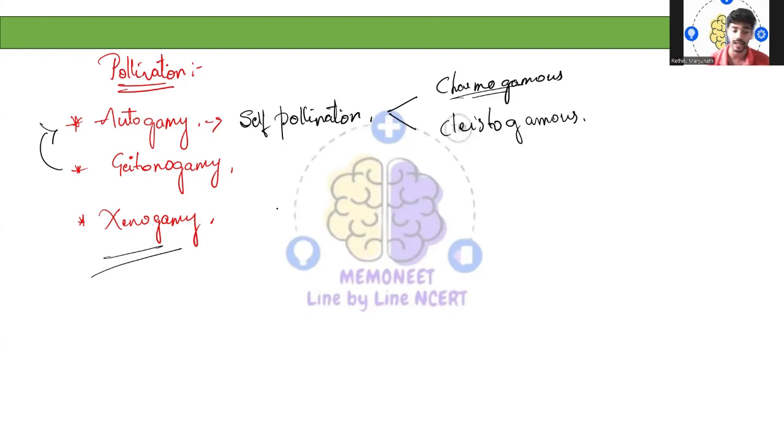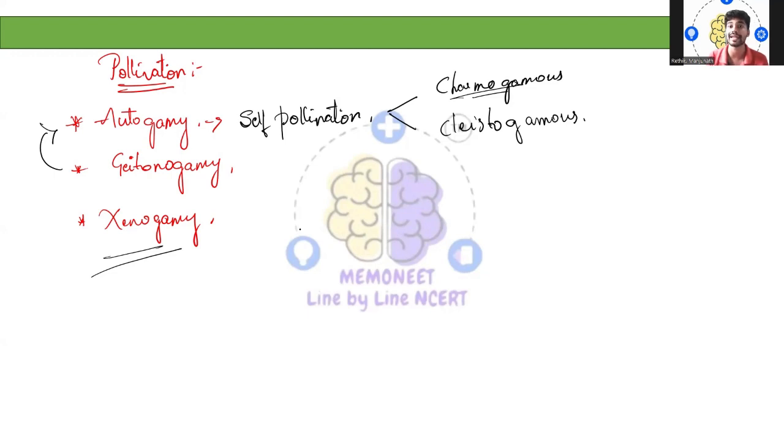And here you can actually bring up the genetic differences through the type of pollen grains to the stigma in that way. That means you can actually expect genetic variations to be observed in the coming generation of plants. So this is all about the pollination.